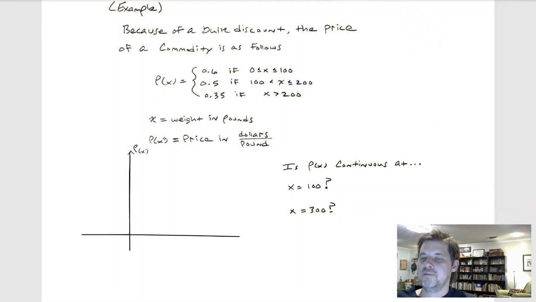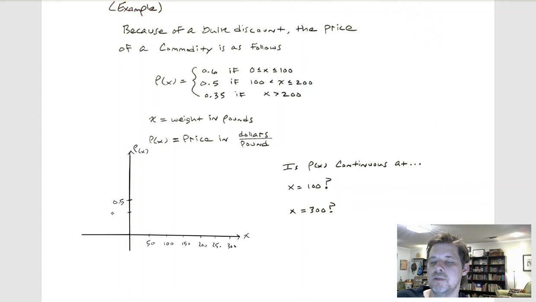So here's P of x being the price in dollars per pound, and x is the quantity that you buy in pounds. And I see that like 100, let's do this. Let's do 50, and then 100, and then 150, and then 200, 250, and 300. Okay, and that's more than what we need. And we'll do, let's see, let's put 0.5 here.